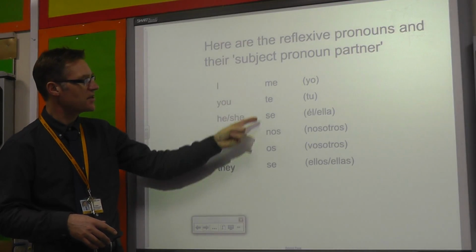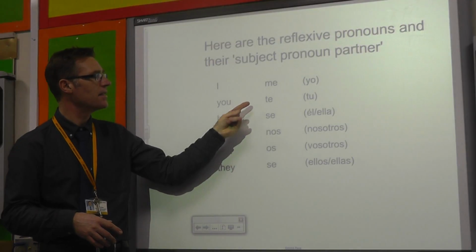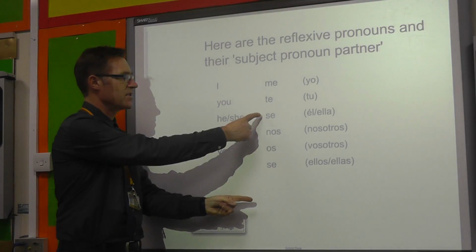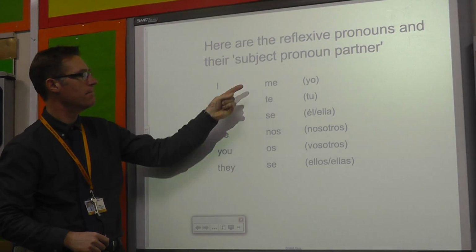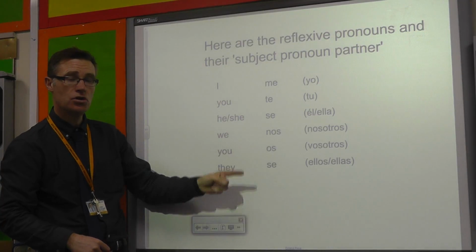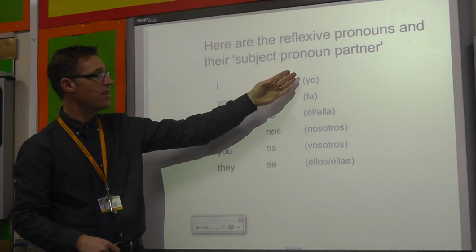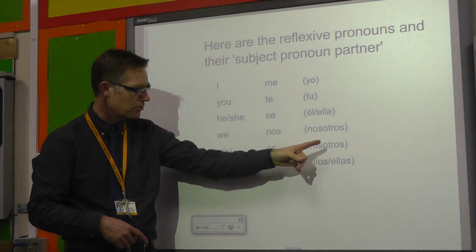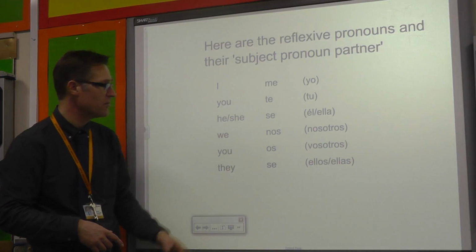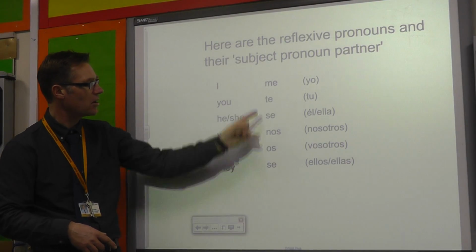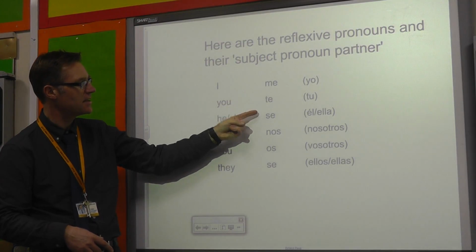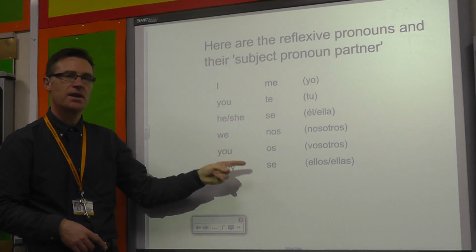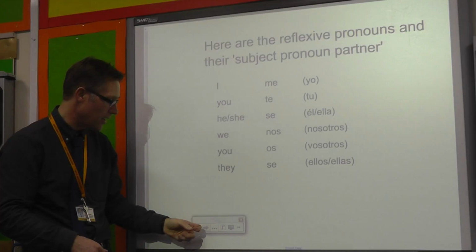Here are the reflexive pronouns in Spanish. Me, te, se, nos, os, se. So these two are the same. And these are their subject pronoun partner. Yo, tú, él, ella, nosotros, vosotros, ellos, ellas, which you know. So this column here, me, te, se, nos, os, se, this is our key. This is crucial to being able to use reflexive pronouns really well. Okay, so let's move on.